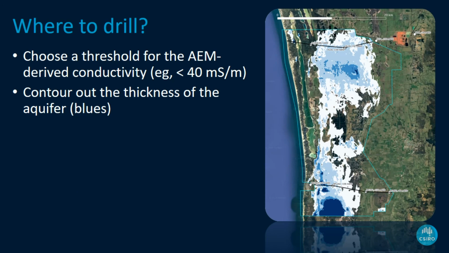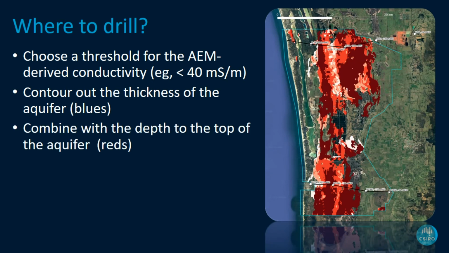So then you ask, well, where do I drill? So now I'm doing the same thing that I did in the Gascoyne. I choose an Airborne derived conductivity, some sort of threshold, say lower than 40 millisiemens per meter, which is probably good groundwater quality. Then I contour out the thicknesses of it. So darker blues are thicker aquifers.